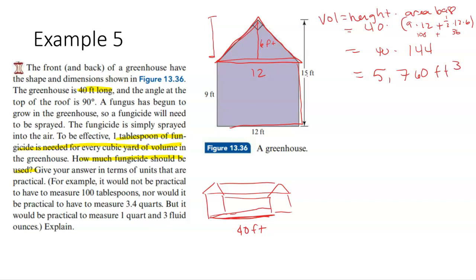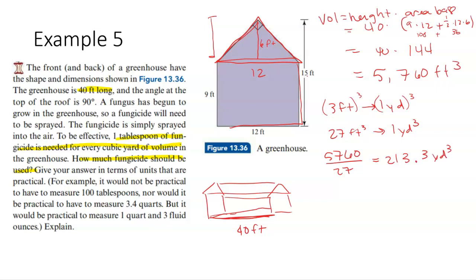Now the rest of this problem is not about volume. That's what this section is on, volume. But now we're going to do conversions, okay? So we want to say here, what do we know? First of all, we know that 3 feet make up 1 yard. So what about cubic feet? So I'm going to cube these. So I'm going to get 27 cubic feet fit in 1 cubic yard. So let's divide our cubic feet by 27 to get it into yards. So when we do that, we get 213.3 cubic yards.